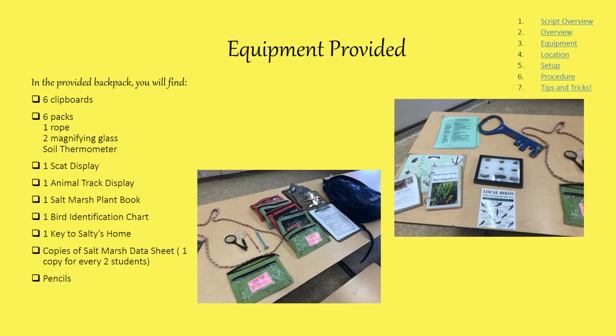In the provided backpack, you will find 6 clipboards, 6 packs with 1 rope, 2 magnifying glasses, and a soil thermometer, 1 scat display, 1 animal track display, 1 salt marsh plant book, 1 bird identification chart, 1 key to Salty's home, copies of salt marsh data sheets, and pencils.